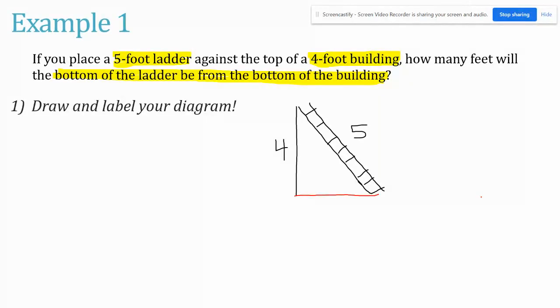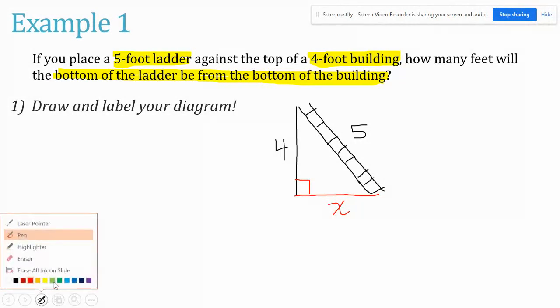Now, it's totally safe to assume that the building is a regular building. It's 90 degrees from the floor. So it's safe to assume that that's a 90-degree angle. Okay, I'm going to label this x because we don't know what that is. Hopefully, this diagram, it's not the best drawn diagram there is, but you get the idea that we have a ladder leaning against a wall, and it creates that 90-degree angle, and it creates a right triangle.